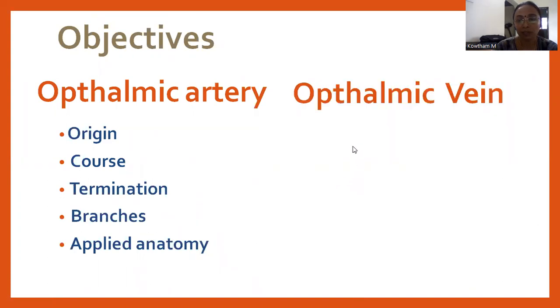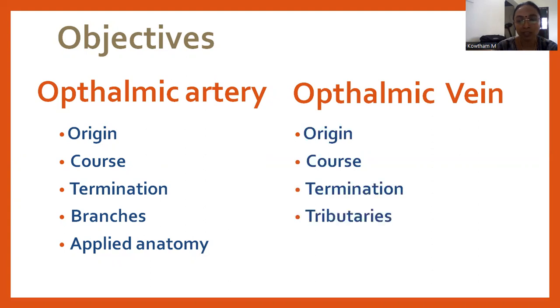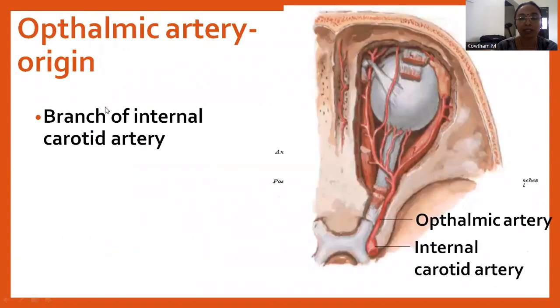Then, if you see the ophthalmic vein, almost it is similar. One thing you have to differentiate here: origin, course, termination. Instead of branches, you have to read about the tributaries and applied anatomy. Because we will see about the ophthalmic artery.